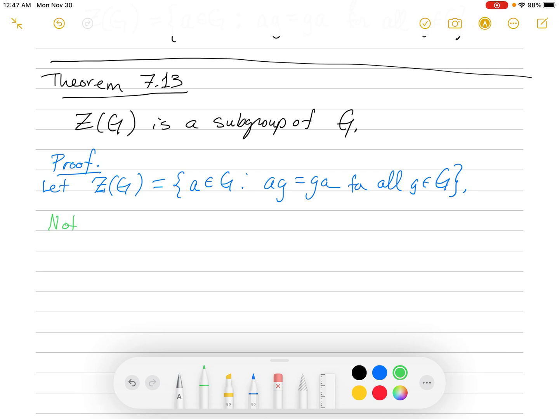Okay, so you have to show, first of all, let's note the center of G is a subset of G. Why is that? If you think about it, all your elements a are coming from G, so the center of G is living in G. Now you've got to declare it's non-empty. How do you show there's an element in there? Oftentimes you want to show that the identity element is in there. In this case, it's easy to see the identity is in there.